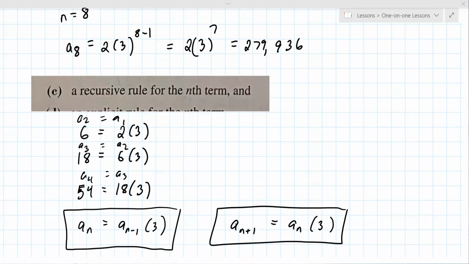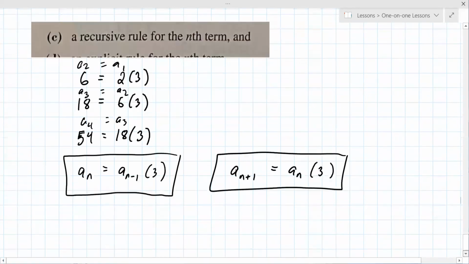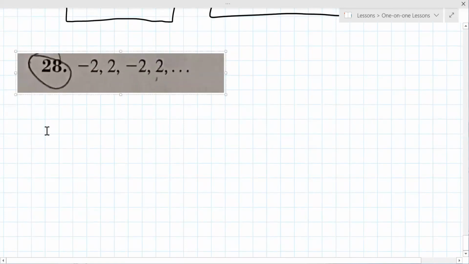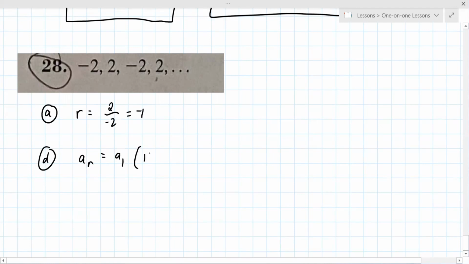Number 28 here. All right, so part A is the common ratio. What's the common ratio here? -1. We're going to do part D next, which is to write the formula. A sub n equals A1 R to the n minus 1. So your first term is -2. Your common ratio is -1, to the n minus 1 power. Just writing out the formula. Once you get R and A1, you just go.